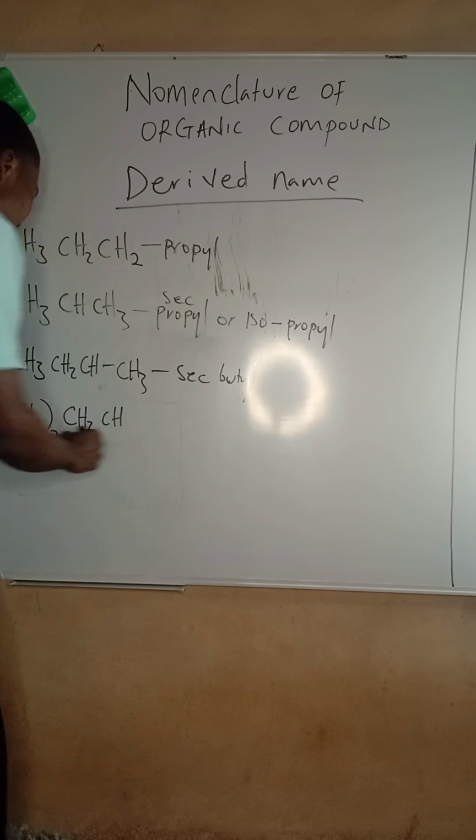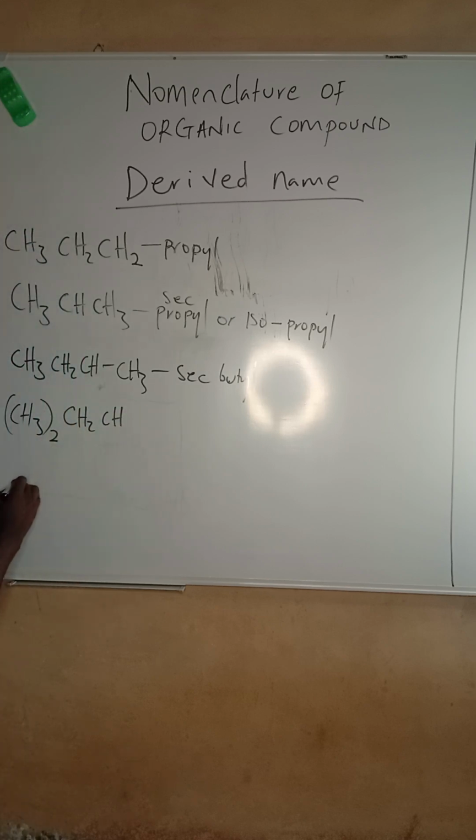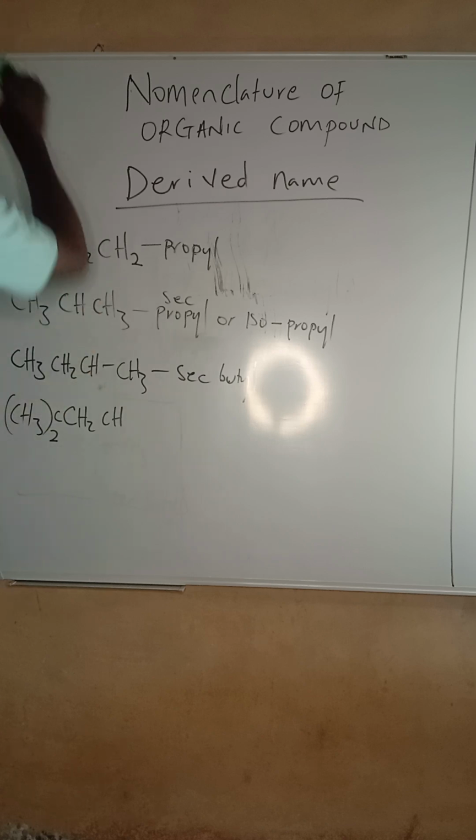Now, if I further draw this structure, how many carbons is it? 1, 2, 3, 4. So I should have C here. Let's count the hydrogens. The hydrogen needs to be 9. So 3 plus 3, this one is 6 already. So pardon, there's an error in this one.